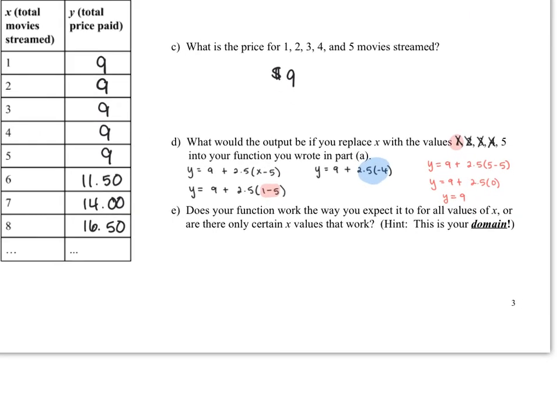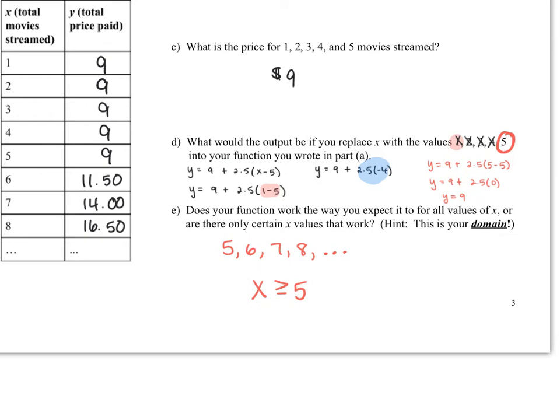So my function, which is this, y equals 9 plus 2.5 times (x minus 5), doesn't start to work until the x value is 5. And so what this would mean is that the only x values that work would be 5, 6, 7, 8, etc. I could also show this using an inequality. Like I said, this is just kind of a preview, saying that my number of movies that I'm watching would have to be greater than or equal to 5. That just means in order for this function to work.